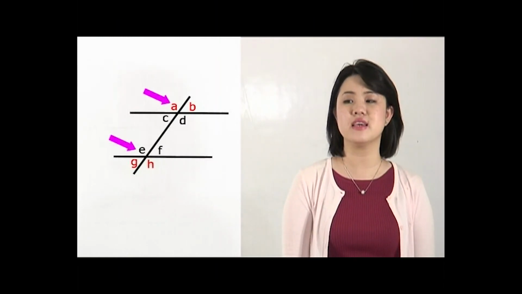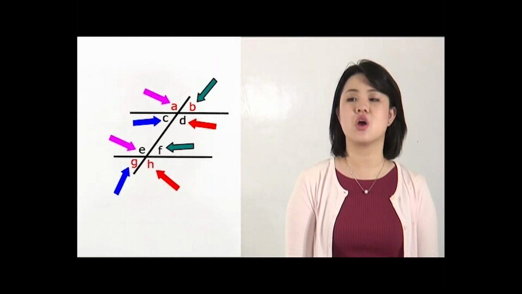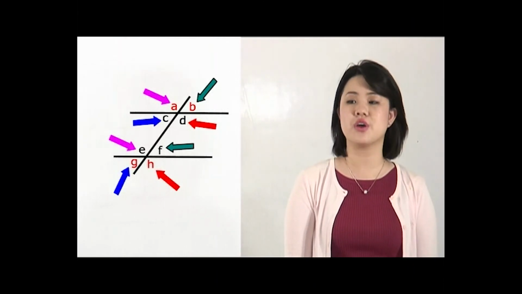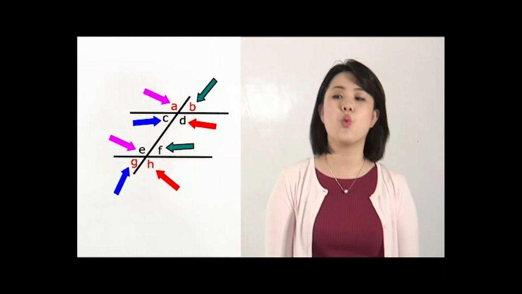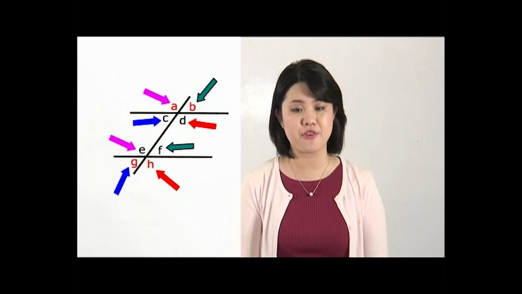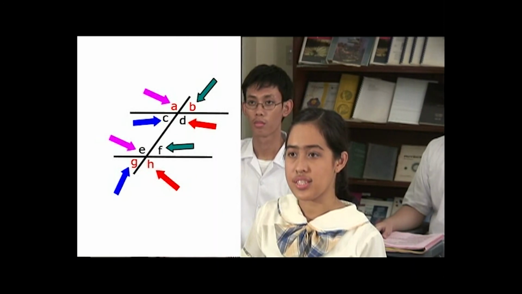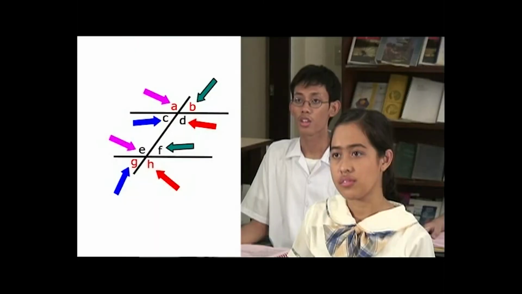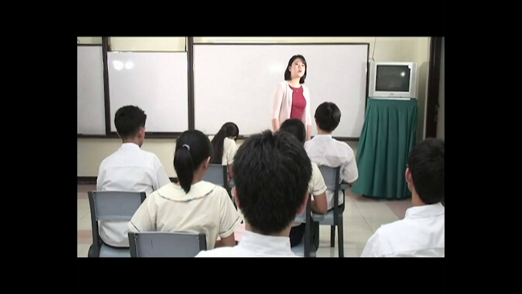Angles A and E, C and G, B and F, and D and H are examples of this new kind of pair. These are the only such pairs in the figure. Who can tell what properties these pairs have? Each pair consists of one interior and one exterior angle. Good. What else? The angles in each pair are non-adjacent. That's right. What else? Is there something else?